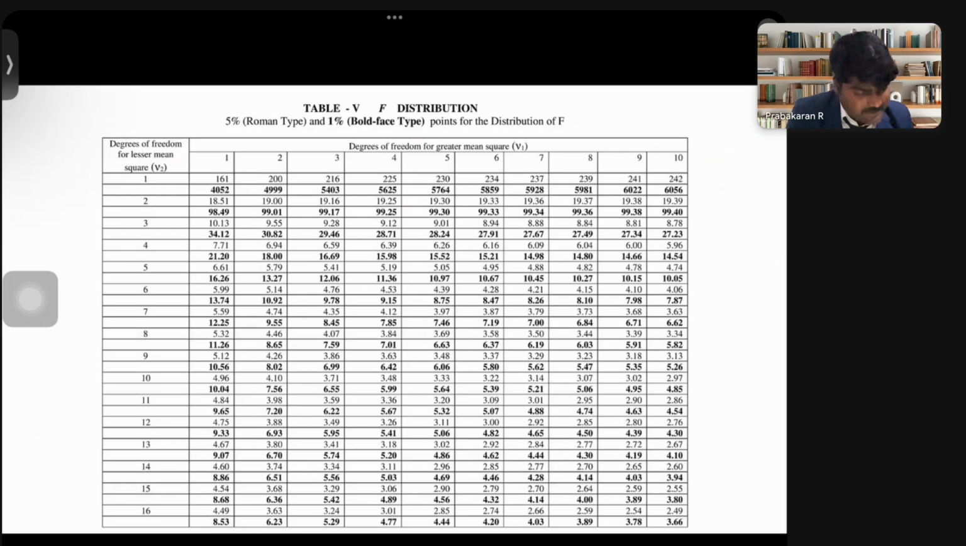6 comma 7 means the horizontal values are v1 and the vertical values are v2. So 6 here, 7 here, gives 3.87. The light color is for 5% and the bold color is for 1%. By default, we are going to take 5%.